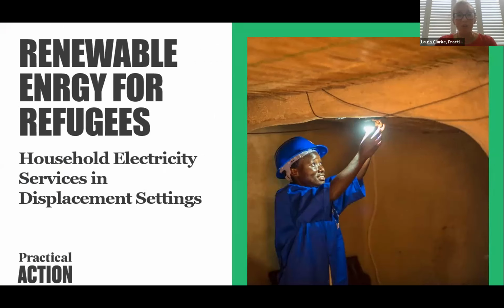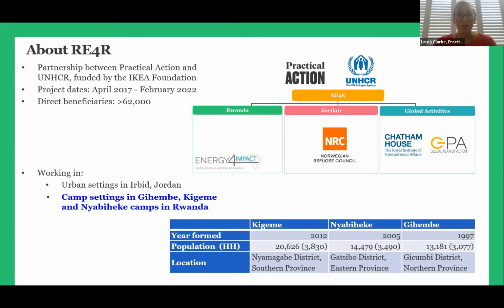So today I'm going to talk to you about Practical Action's Renewable Energy for Refugees project and looking at our work that's been really looking at household electricity services in 3 camps in Rwanda. So just to give you a quick introduction to RE4R, the project. The project is being delivered in a partnership between Practical Action and UNHCR and is being funded by the IKEA Foundation. It started in April 2017 and will run through to February 2022.